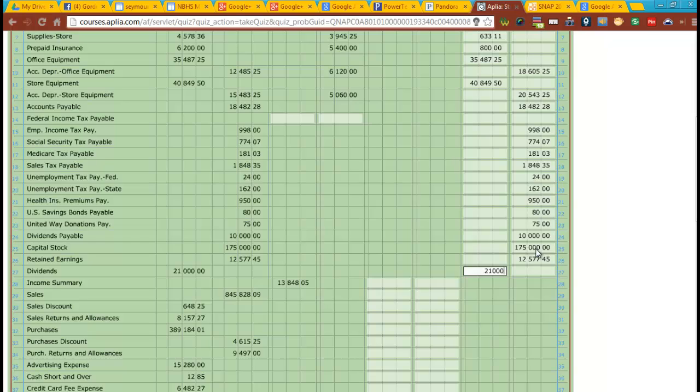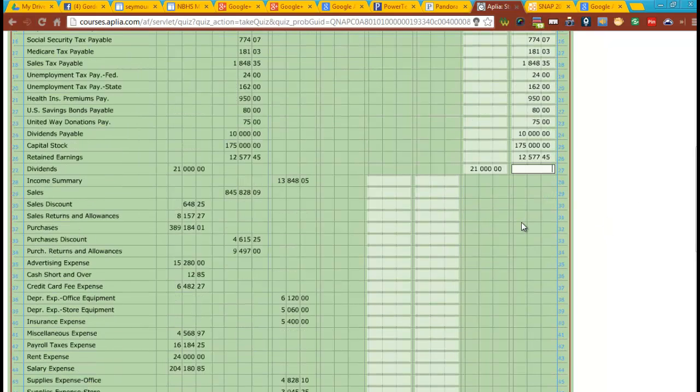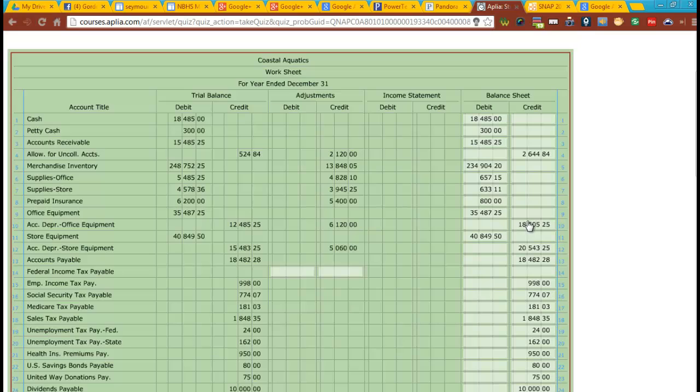Make sure dividends has a debit balance. Okay, I went through and did my balance sheet. How are you on your balance sheet? Still going?